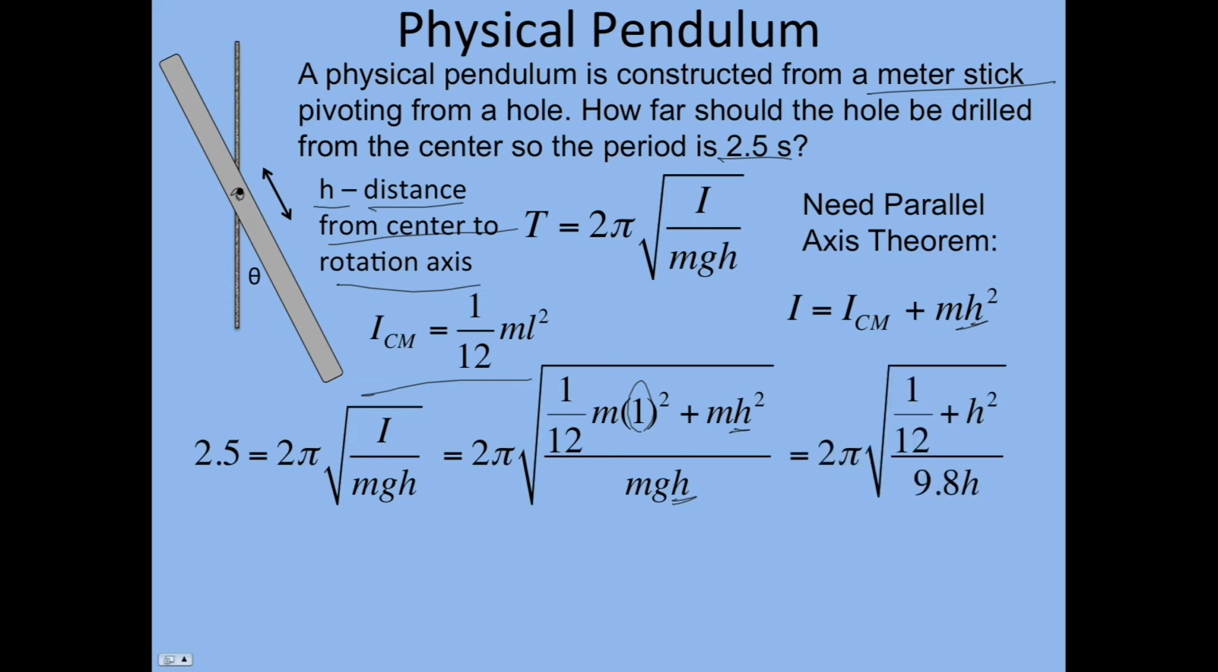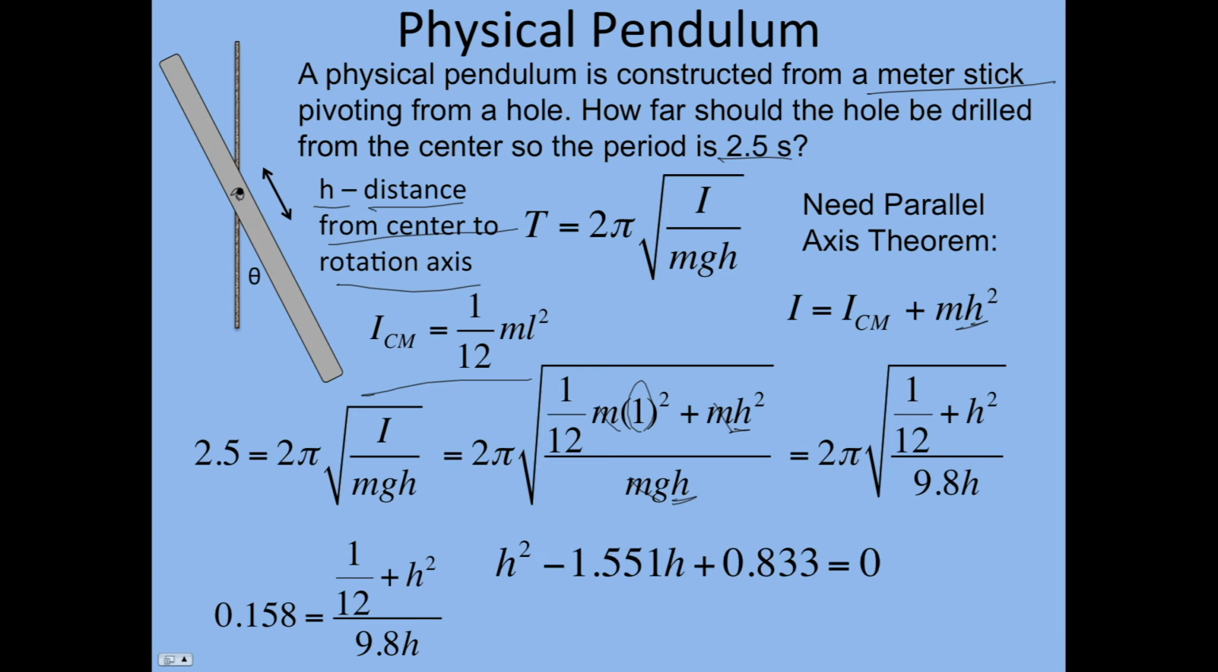And so we simplify, the mass goes, and we put L equal 1. It's not always 1, so just be careful with that. And if we multiply that out, I divided both sides by 2 pi and squared both sides, and you can see you get a quadratic, and you solve for H, and you get 2 positive answers. Which should we pick?